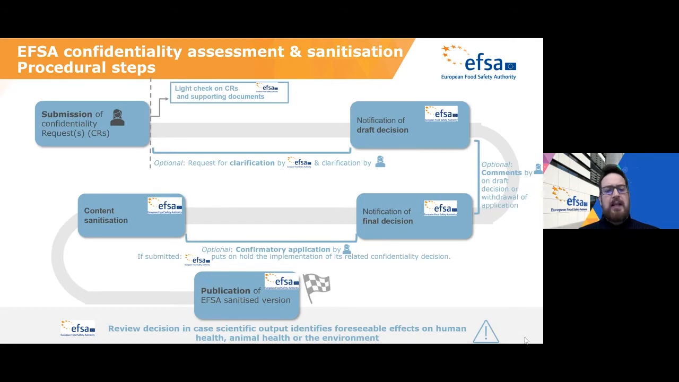As soon as the confidentiality assessment process is concluded, EFSA publishes the sanitized documents. If, however, a scientific output of EFSA identifies information that was initially granted confidential status, however, it relates to foreseeable effects on human health, animal health, or the environment, the relevant confidentiality decision is reviewed in accordance with Article 39c of the General Food Law. Next slide, please.